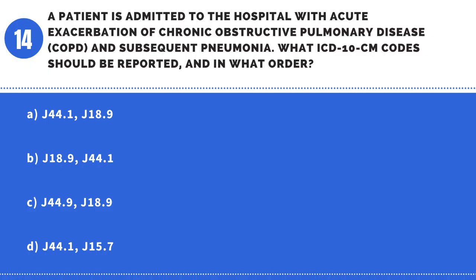Question 14. A patient is admitted to the hospital with acute exacerbation of chronic obstructive pulmonary disease, COPD, and subsequent pneumonia. What ICD-10-CM code should be reported, and in what order? A. J44.1, J18.9. B. J18.9, J44.1. C. J44.9, J18.9. D. J44.1, J15.7.